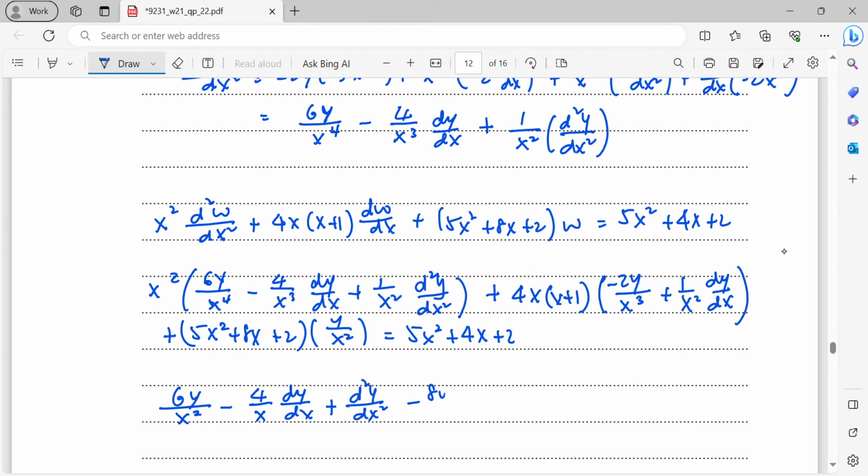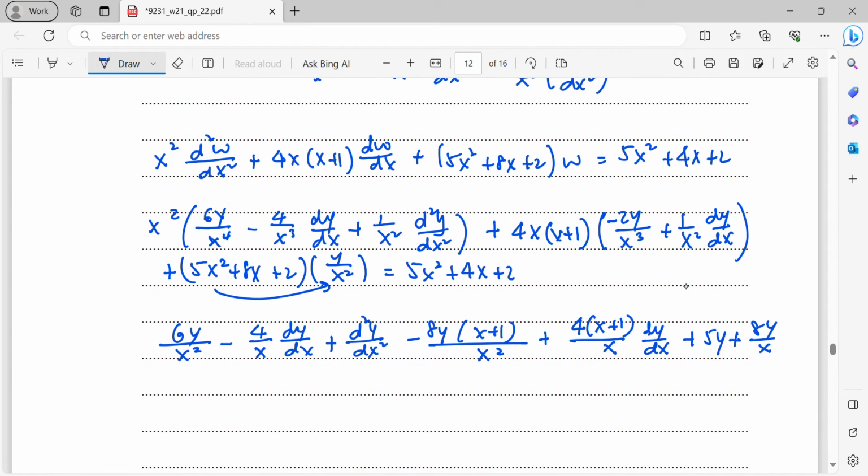So get minus 8y times (x plus 1 over x squared) plus 4 times (x plus 1 over x) dy over dx. Then plus 5y, here you do expansion. Then plus 8y over x plus 2y over x squared when you do expansion. Then equals to 5x squared plus 4x plus 2.